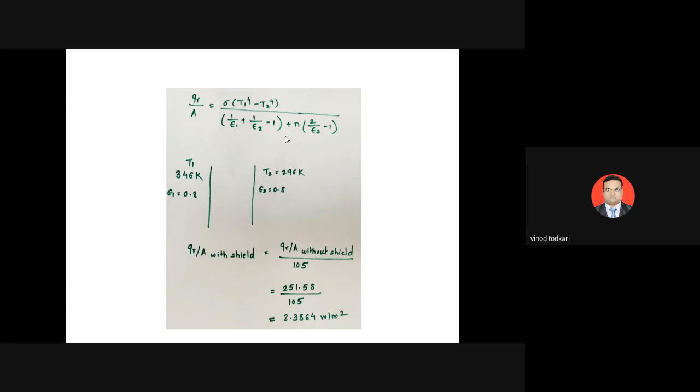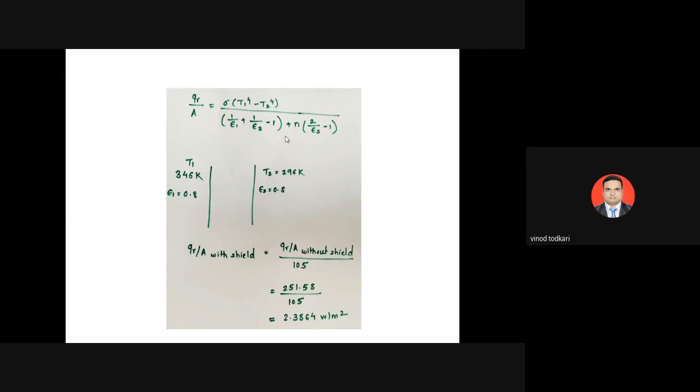The formula will be QR upon A is equal to sigma into bracket T1 raised to 4 minus T2 raised to 4 divided by, first bracket will be same, 1 upon epsilon 1 plus 1 upon epsilon 2 minus 1, plus in the second bracket, it will be 2 upon epsilon 3 minus 1. If one more shield is there, let's call it plate number 4, so we have to add one more bracket, that is 2 upon epsilon 4 minus 1.